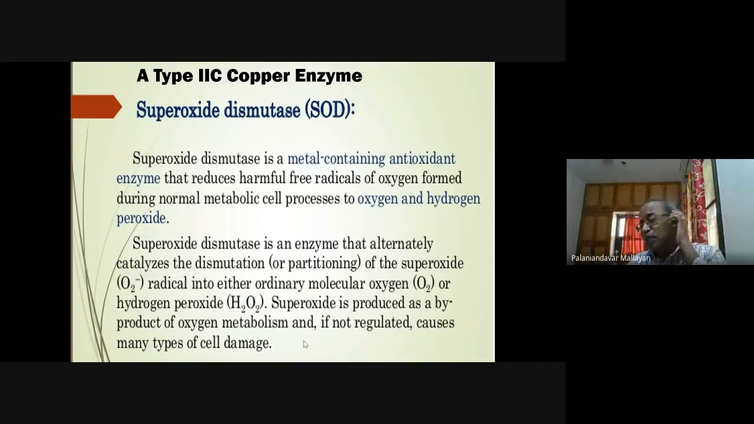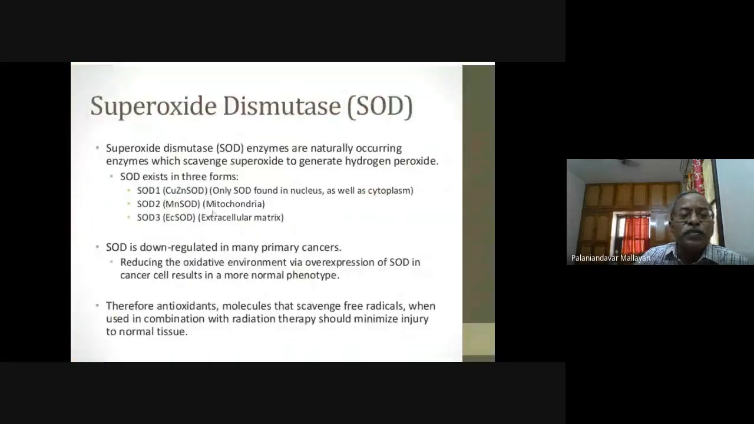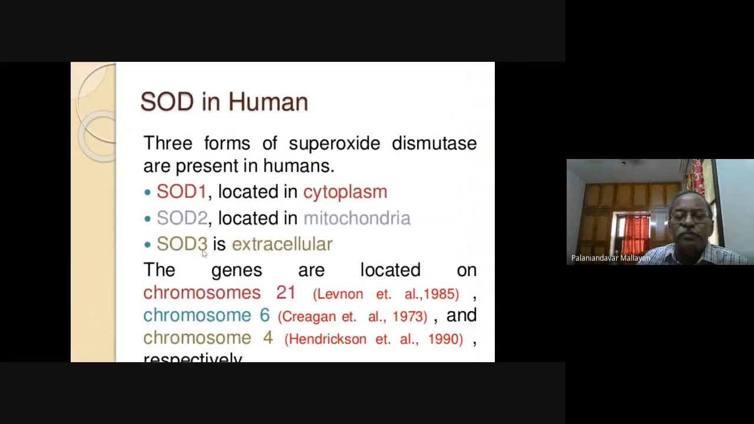So these reactions are very interesting. That's why I take time to illustrate each and every enzyme and then illustrate the mechanisms. These are present in plants and aerobic organisms, right? This superoxide dismutase is located in mitochondria, found in the nucleus, as well as in cytoplasm, right? So it's used as an antioxidant. In humans, it is located in cytoplasm and mitochondria, right?